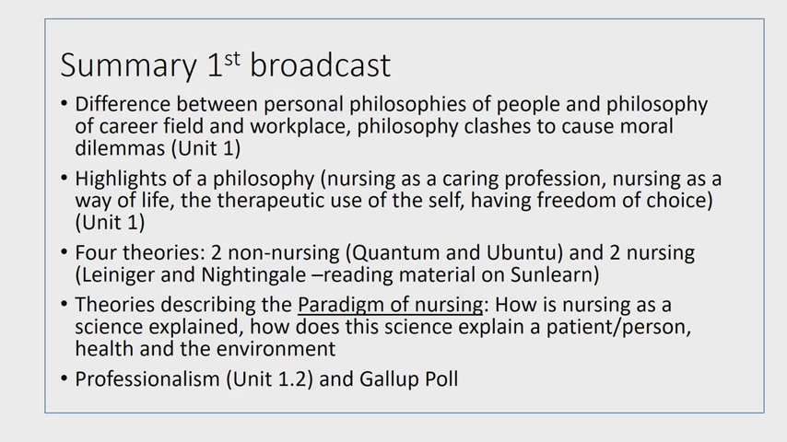Then the second aspect that we dealt with was the highlights of a philosophy. We didn't really discuss that much, but we did say that it has to be included in the answer of the first question. So just to highlight what those highlights are: nursing being a caring profession, nursing being a way of life, and nursing being the therapeutic use of the self. And then the last one, which is actually quoted first in the guide, is nurses having the freedom of choice, especially in the sense of whether they want to abide by these rules as a caring profession, being a way of life, and the therapeutic use of the self.